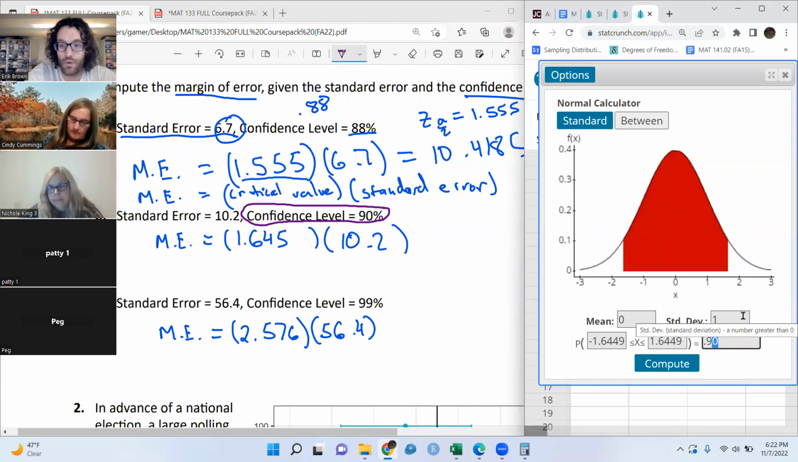And then the same thing for the 0.99, 2.576, because of the 8 after the 5. Does that make sense, Alexa? I'm assuming Z, okay.